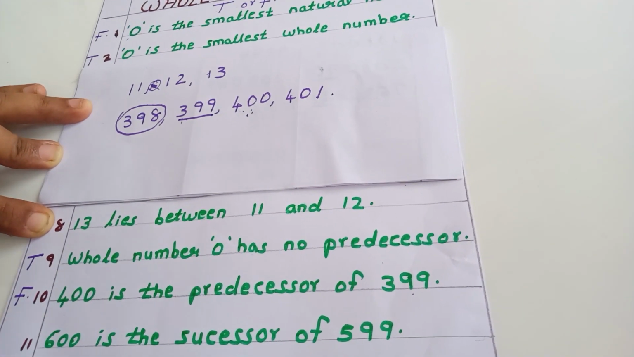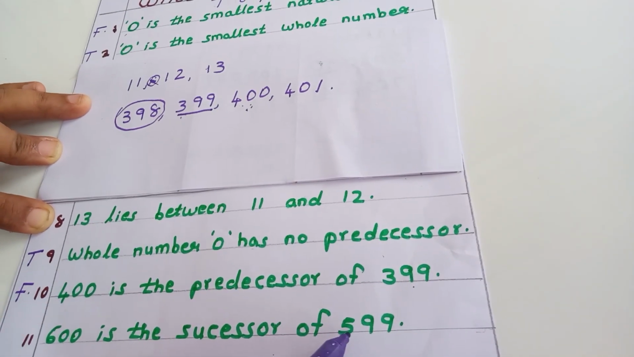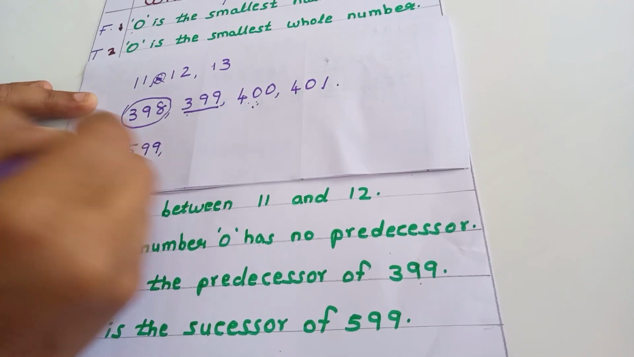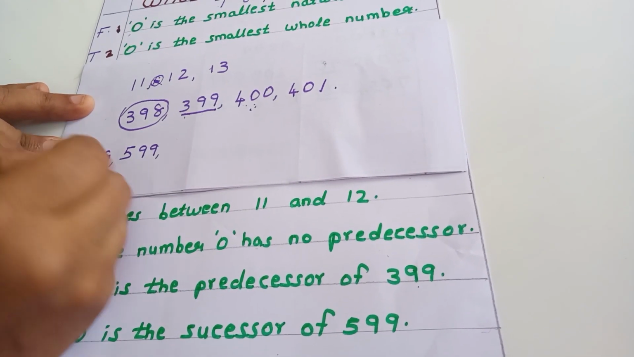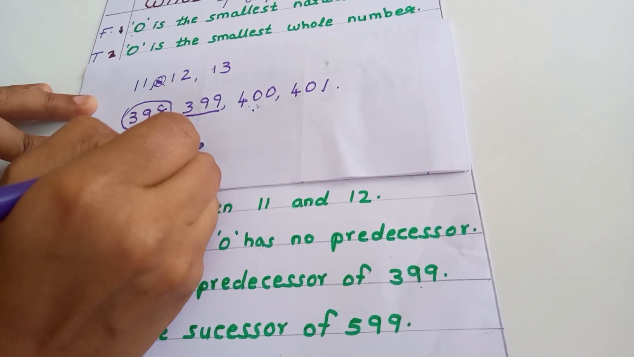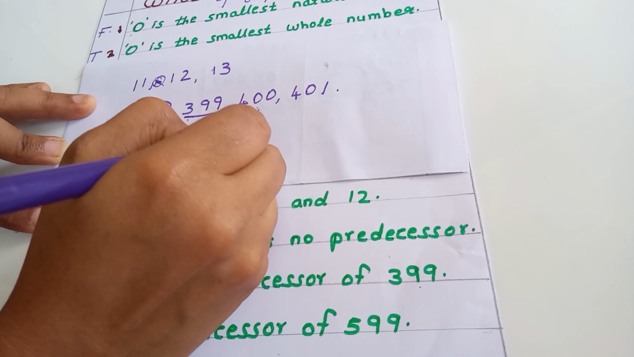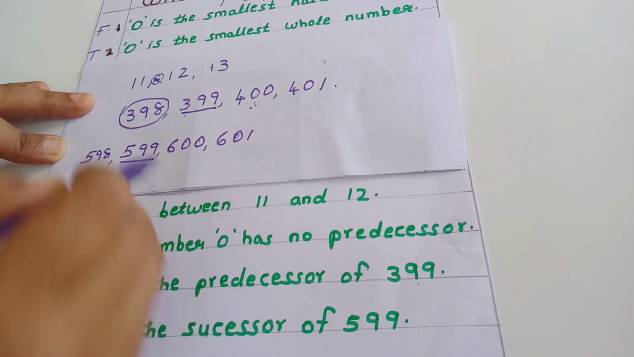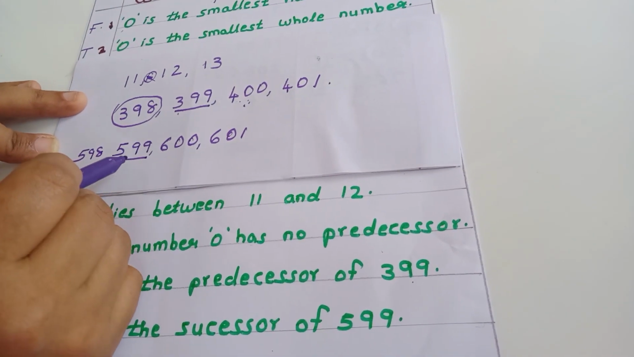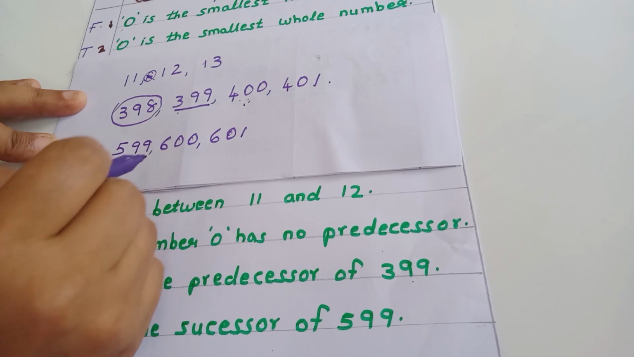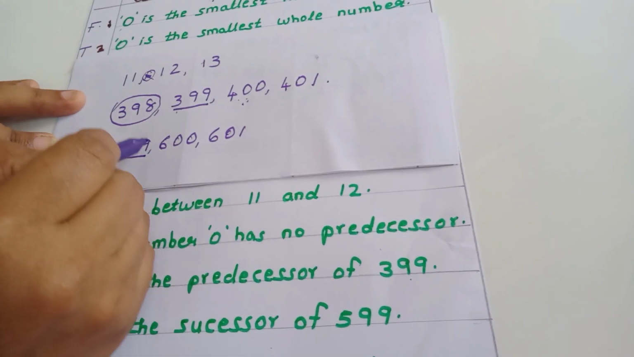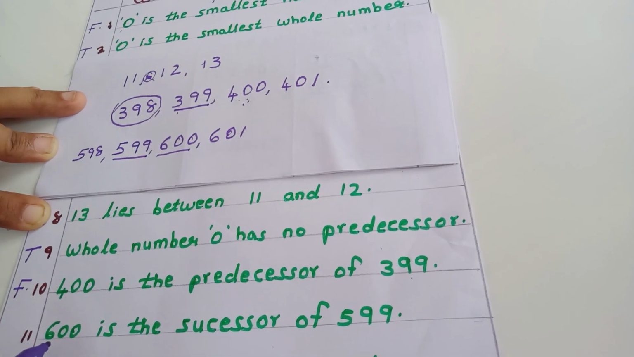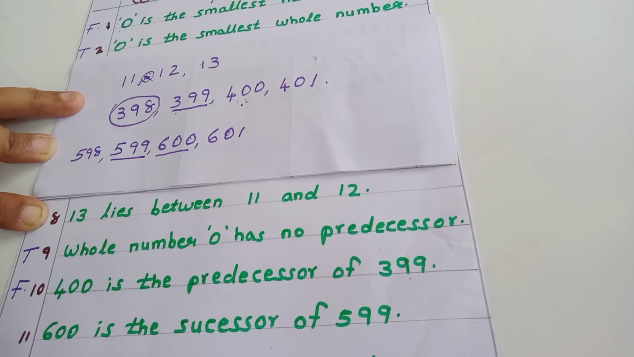Next one, what have they told? 600 is the successor of 599. So write down the numbers: 598, 599, 600, 601. They are saying that 600 is the successor of 599. So after adding 1 we are getting 600. So definitely we can say that 600 is the successor of 599.